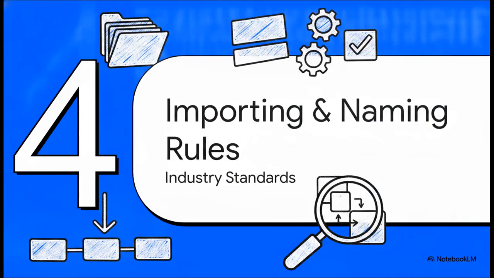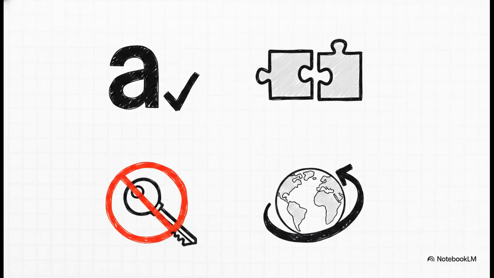Now that we know how to build them, let's hit Section 4, Importing and Naming Rules, because the industry definitely has strict standards for this. To keep everything globally standardized, we have to follow these rules. Always use lowercase letters. Do not use spaces. Obviously, avoid reserved Java keywords. But here's the cool one. Package names are usually based on reversed domain names.